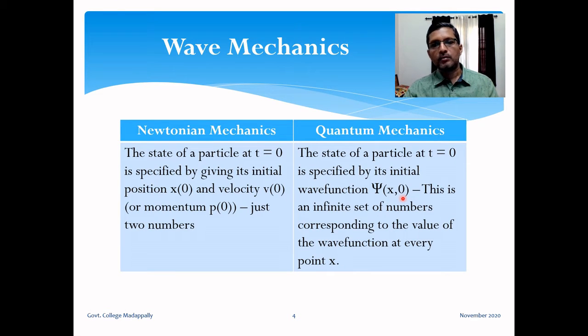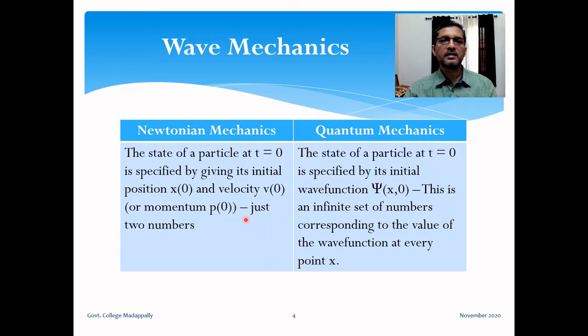Now the difference between Newtonian mechanics and quantum mechanics here is that this wave function at time 0 is an infinite set of numbers corresponding to the value of the wave function at every point x. So this x is a variable. We can have different positions at the initial time 0. The system can have different positions. So at each position, what is the wave function? We have an infinite set of numbers, the value of the wave function at every point x.